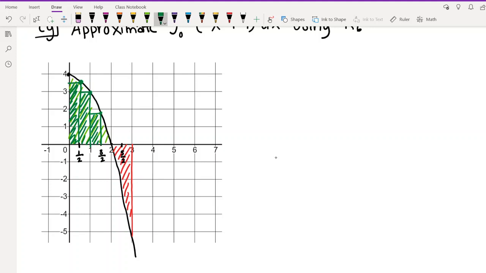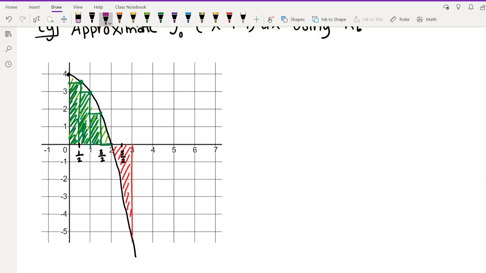And then our fourth rectangle is going to have its height determined by the right endpoint, in this case 2. And so 2 has an output of 0. And so that's going to be one of those rectangles that just doesn't have any area. So if the endpoint you're using is at a height of 0, then you just don't get a rectangle for that part. And that's fine. You can tell that that means it's not going to be super accurate, but we're just trying to approximate.